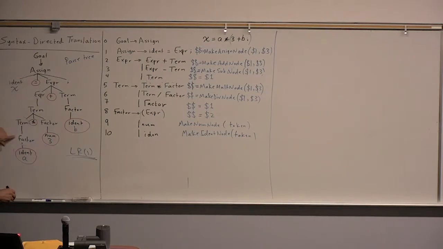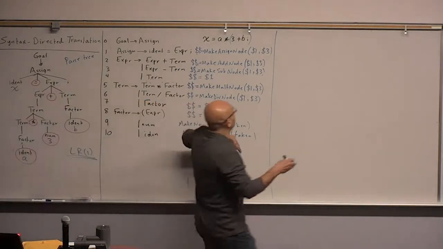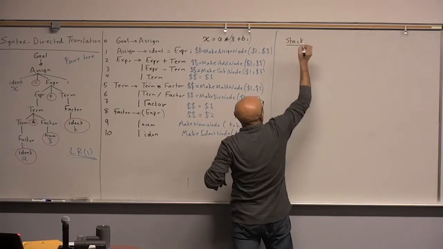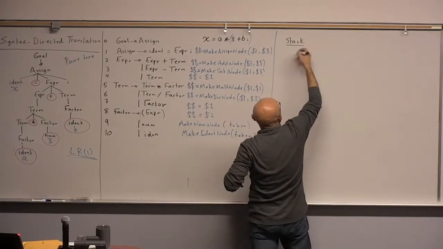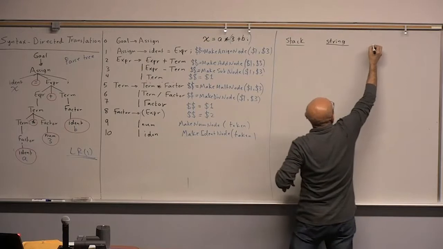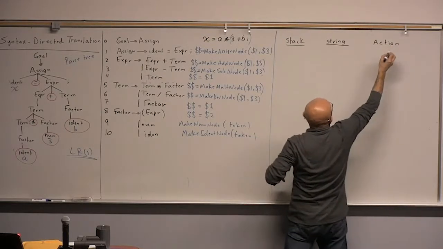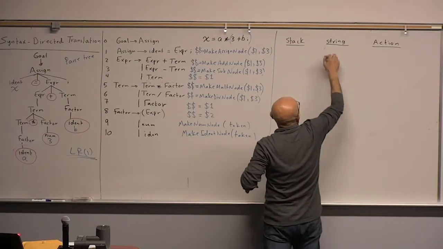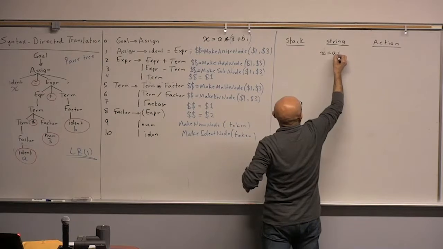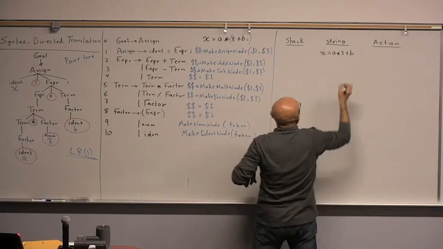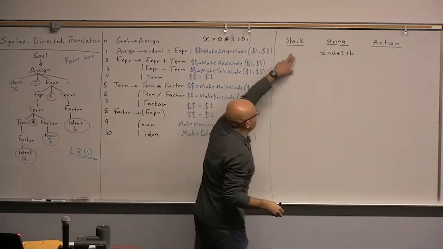So if we look at this example string, maybe we should do a little bit of tracing of the parsing of this string. This is what we have in the stack. Initially the stack is empty, and this is the string, and this is the action. The string is x equals a times 3 plus b, and our stack is initially empty.